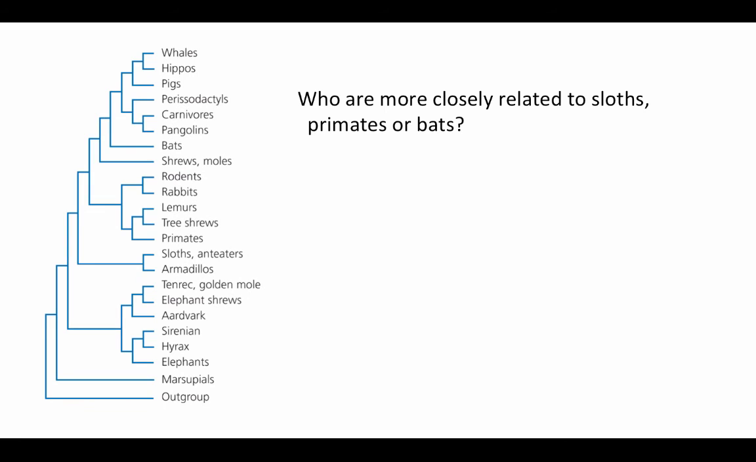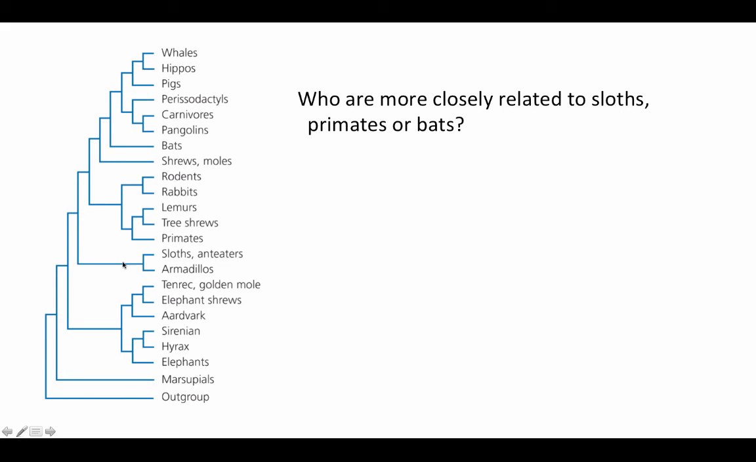Who are more closely related to sloths, primates, or bats? So first of all, let's locate these groups on the tree. We have sloths here, primates, and bats up here. So here, the temptation is to say, well, sloths and primates are right next to each other on the tree, they must be more closely related than they are to bats. Again, let's look at where these common ancestors are. So first, let's see sloths and primates.